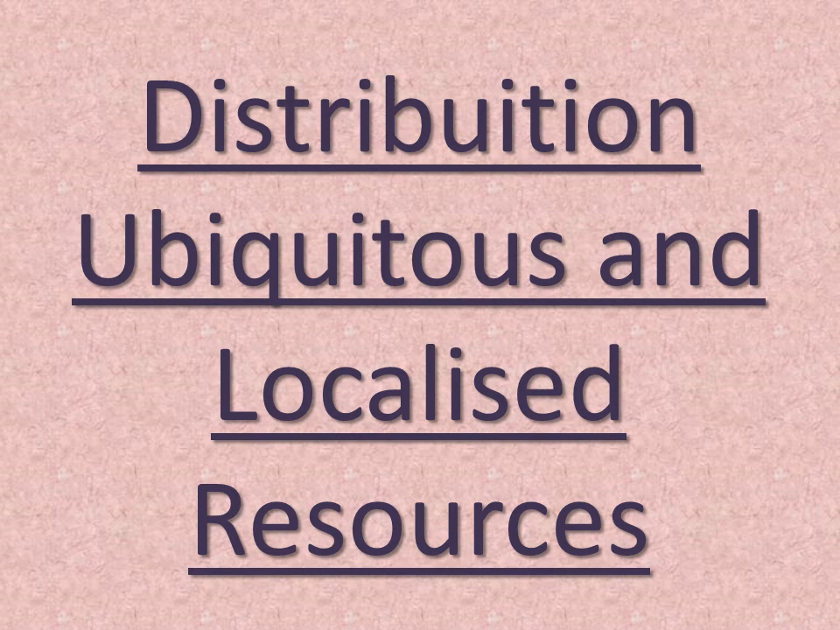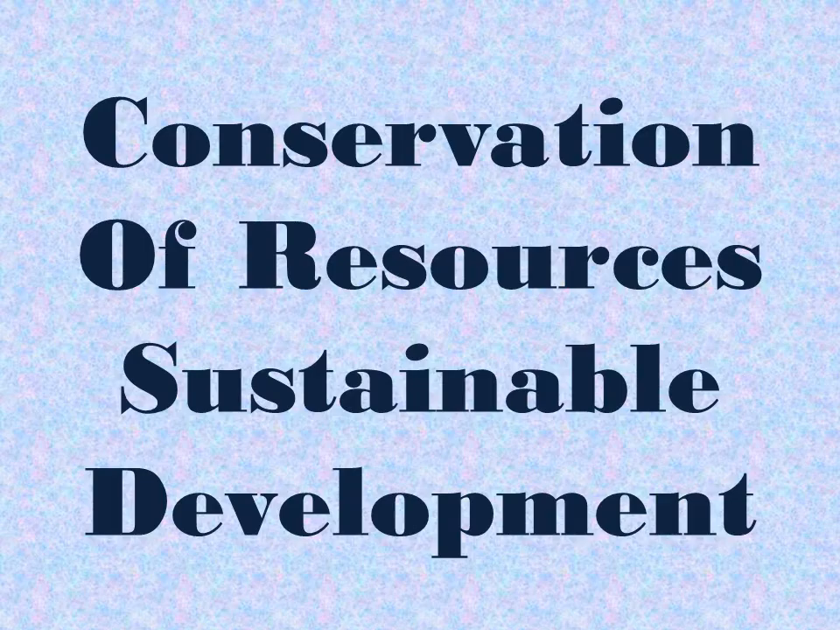The examples of ubiquitous are air, water, sun, solar energy. And in localized resources, the examples are electrical energy, coal, petroleum, etc., which are not found everywhere. Now we'll be going to discuss our third topic, third content, which is conservation of resources, sustainable development. Now, conservation of resources is a very important thing in our life.